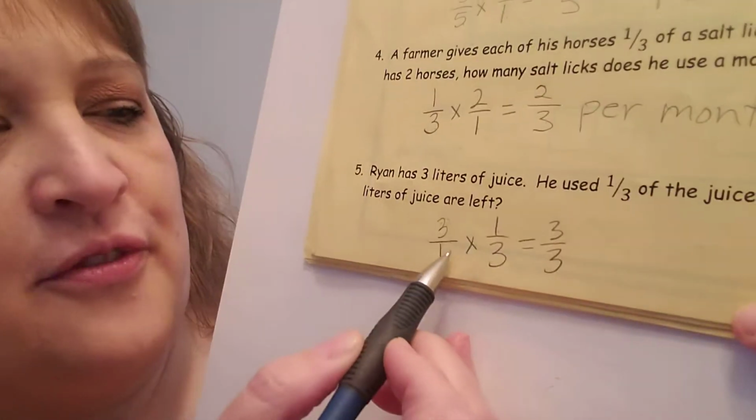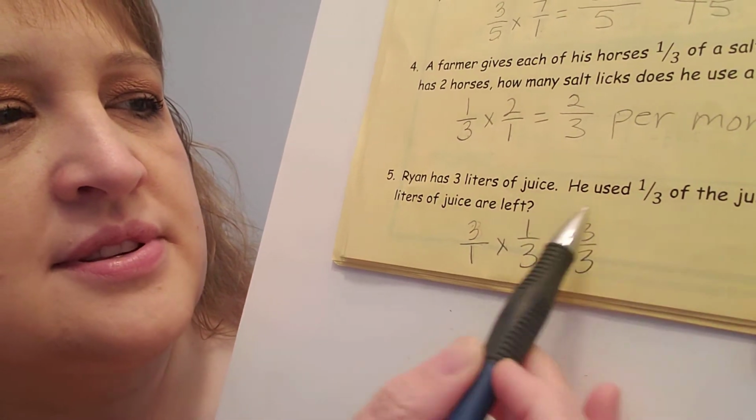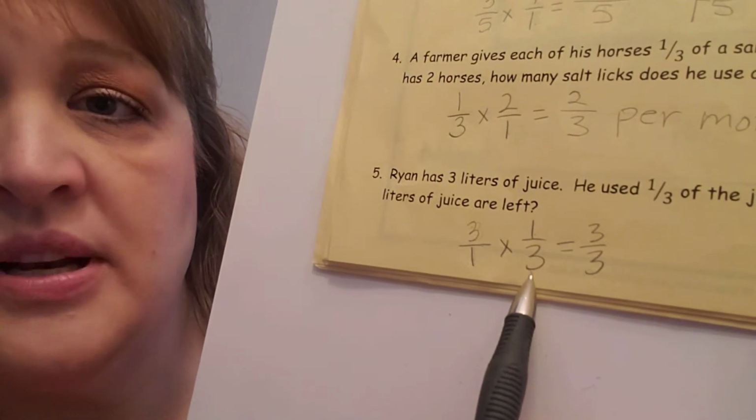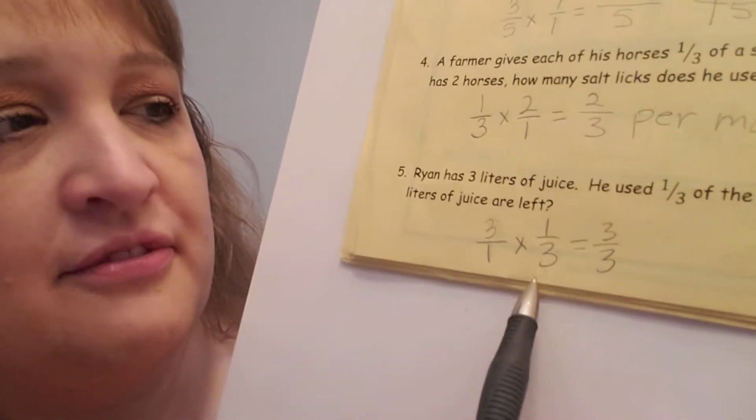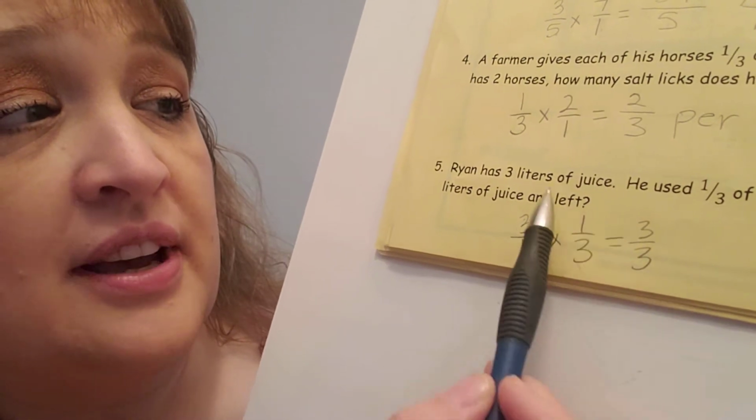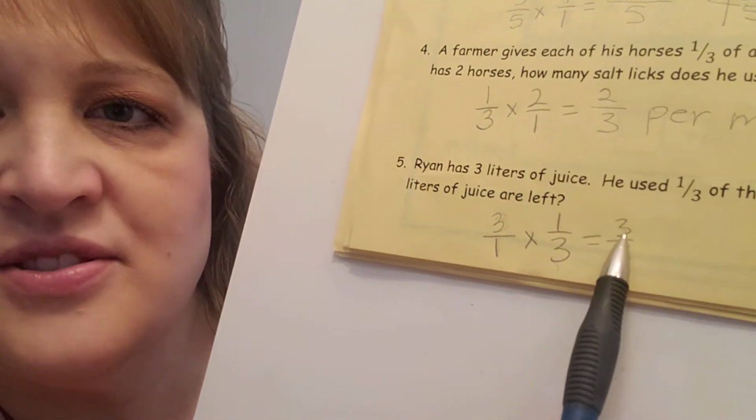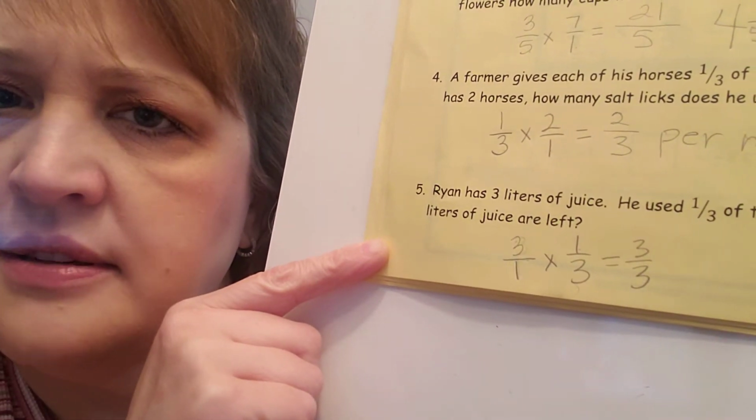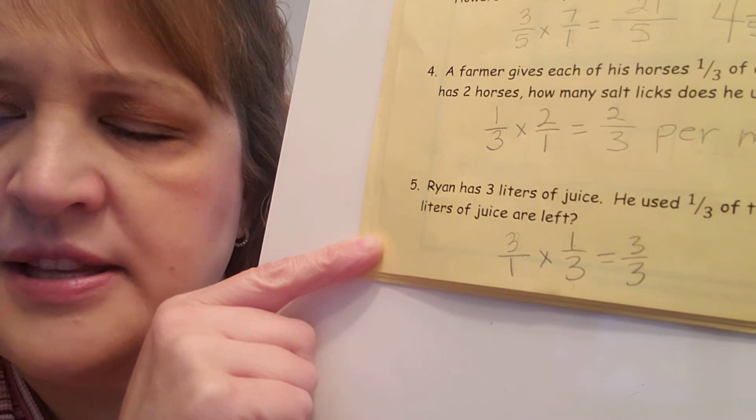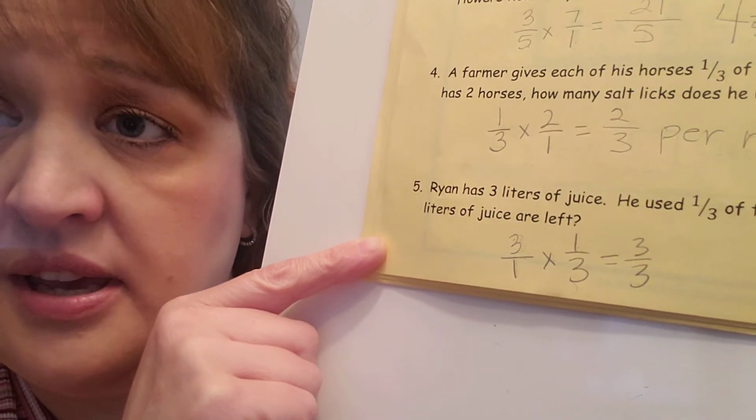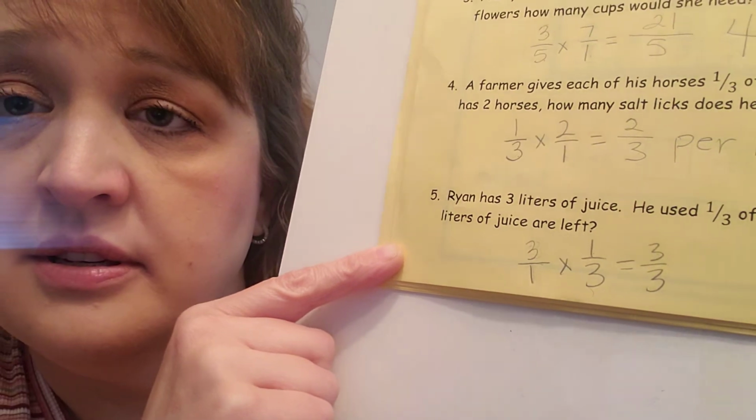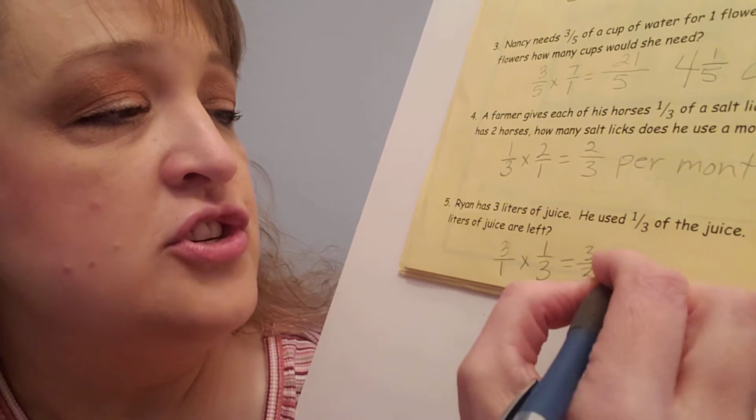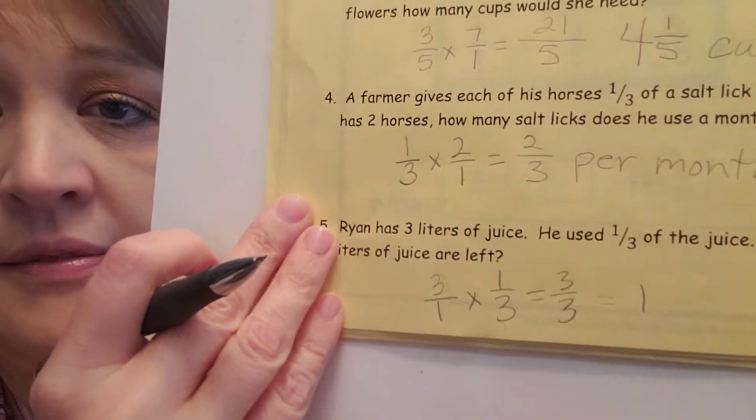3/1. There's my 3 liters of juice. And I'm going to multiply that times 1/3 because I want to see how much is 1/3 of this total. So my answer is 3 out of 3. Well, 3 out of 3 equals what? If I have a candy bar broken into 3 pieces and I eat all 3, how much candy bar did I eat? I ate the whole thing. So 1/3 of the juice is 1.